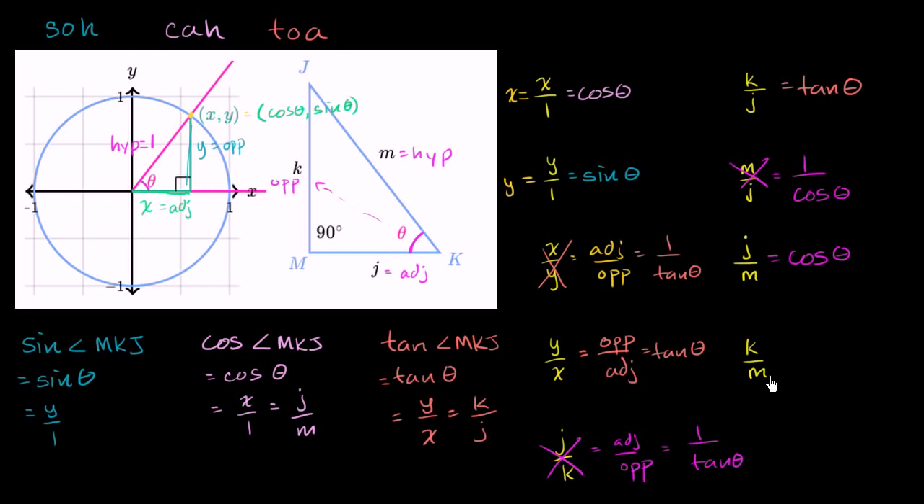And then one last one, k over m. Well, that's opposite over hypotenuse. That's going to be sine of theta. So this right over here is equal to sine of theta, which is the same thing as sine of angle MKJ, which is the same thing as all of these expressions. So this is equal to k over m. And we are done.